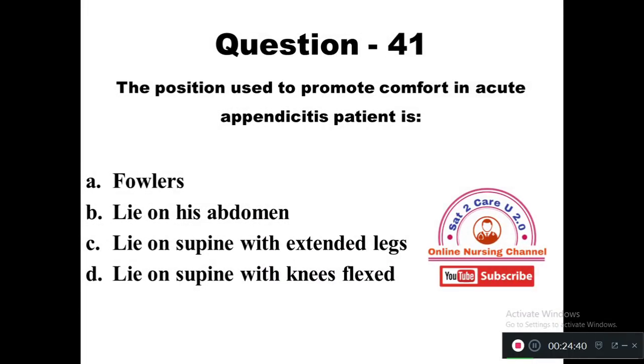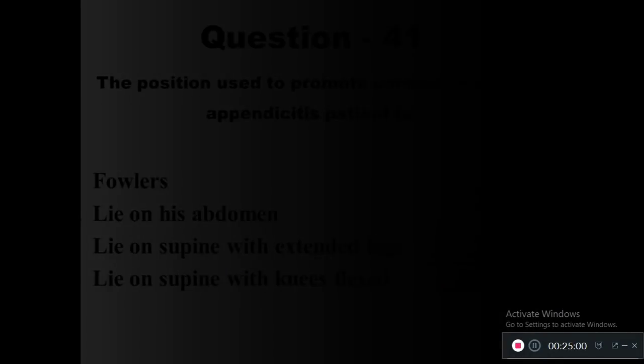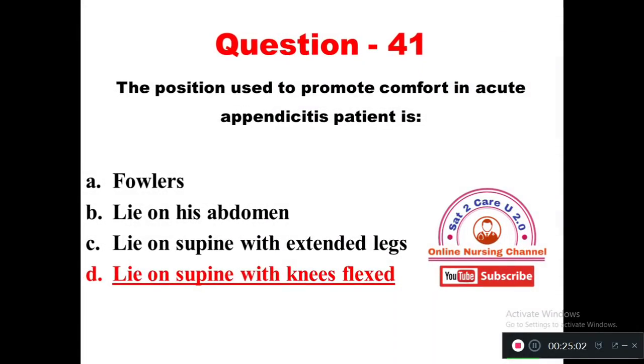The position used to promote comfort in an acute appendicitis patient is A, Fowler's, B, lie on his abdomen, C, lie supine with extended legs, option D, lie supine with knees flexed. The correct answer: for giving comfort to an acute appendicitis patient, the patient should be made to lie supine with the knees flexed.